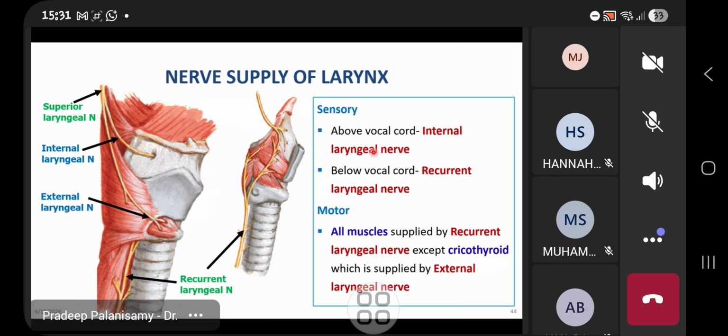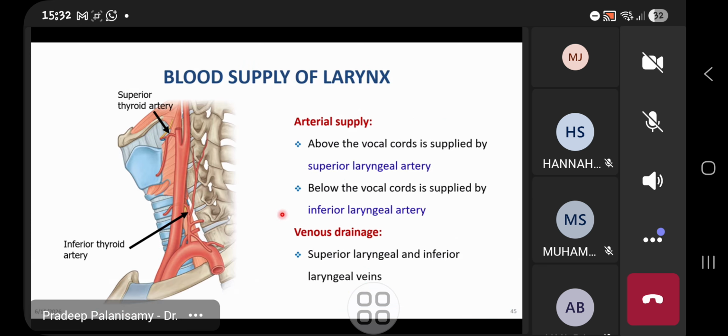For sensory nerve supply on the inside, above the vocal cord it is by the internal laryngeal nerve, and below the vocal cord it is by the recurrent laryngeal nerve. Why do we need sensory? Because if any food particle goes into the larynx, we may need to cough it out. How do you know when something is inside? That is where the sensory nerve supply helps. For motor, meaning muscles, all are supplied by the recurrent laryngeal nerve except cricothyroid, which is supplied by the external laryngeal nerve. So this slide is very, very important for you to understand.